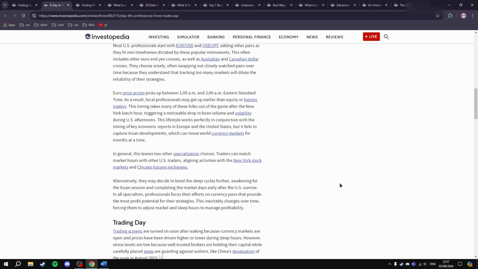In all specialties, professionals focus their efforts on currency pairs that provide the most profit potential for their strategies. This inevitably changes over time, forcing them to adjust markets and sleep hours to manage profitability.